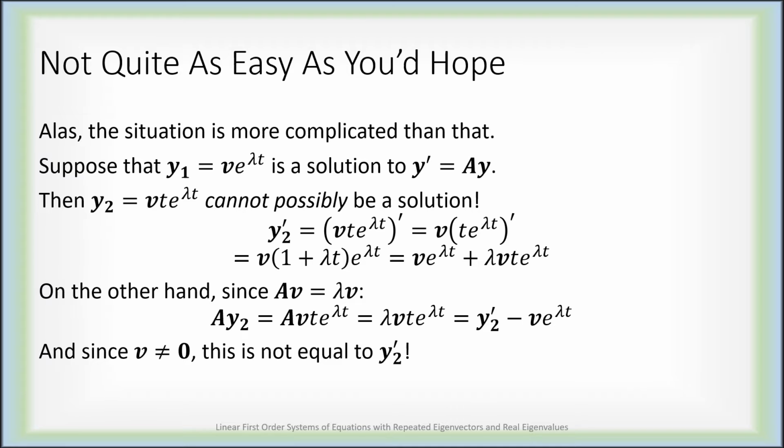So if v e to the lambda t does solve y prime equals Ay, then t times that definitely doesn't. So the way we're going to handle deficient eigenvalues cannot be an exact analog to how we dealt with repeated roots of characteristic polynomials in the past.